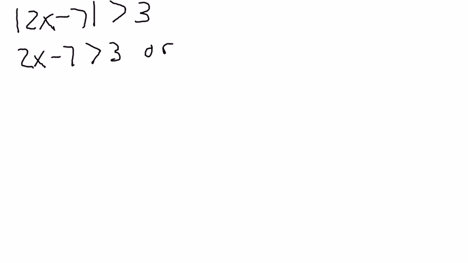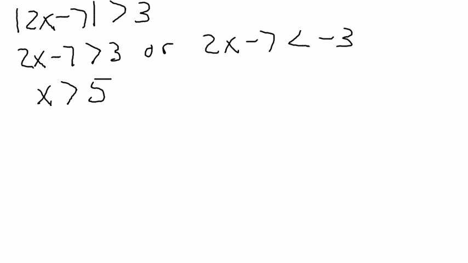So let's say we had something like, sorry, I'm looking for my example here. The absolute value of 2x minus 7 is greater than 3. If the absolute value of 2x minus 7 is greater than 3, then we have to write this as an OR statement. So it's 2x minus 7 is greater than 3, or 2x minus 7 is less than negative 3. At that point, we would add 7 over and then divide by 2. So on this side, we'd have x is greater than 5. And on this side over here, we'd have x is less than 2.